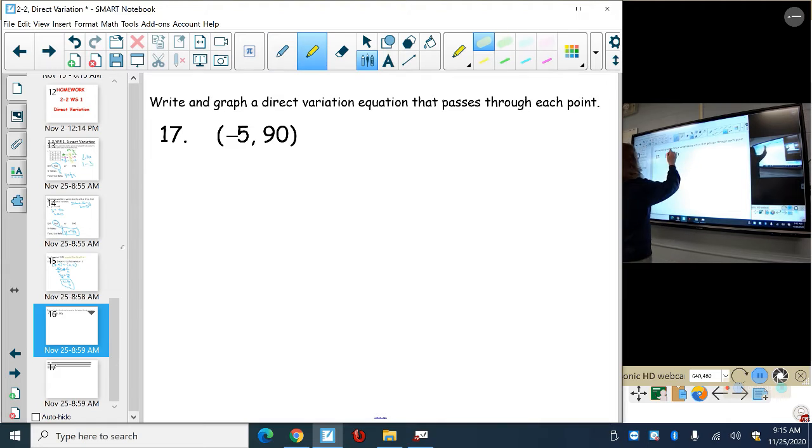Okay, for 16 through 19, it says write and graph a direct variation equation that passes through each point. Folks, you have to graph it. You have to. Don't ignore it. Do a quick sketch on the side. You have to graph it. Okay? I will take points off if you do not graph these.